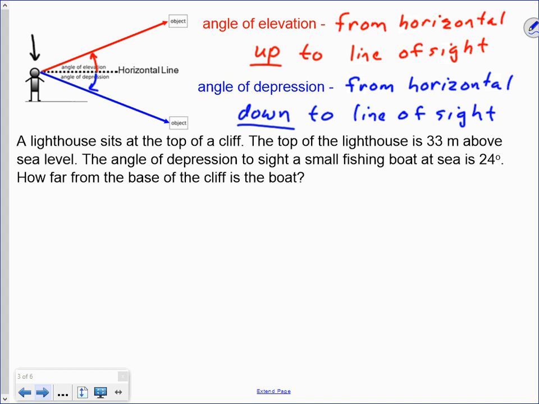Okay. So often when we're doing questions where they refer to the angle of elevation and the angle of depression, it helps to put in this horizontal line that they're talking about to get our angle correctly. Okay, let's look at a situation here.